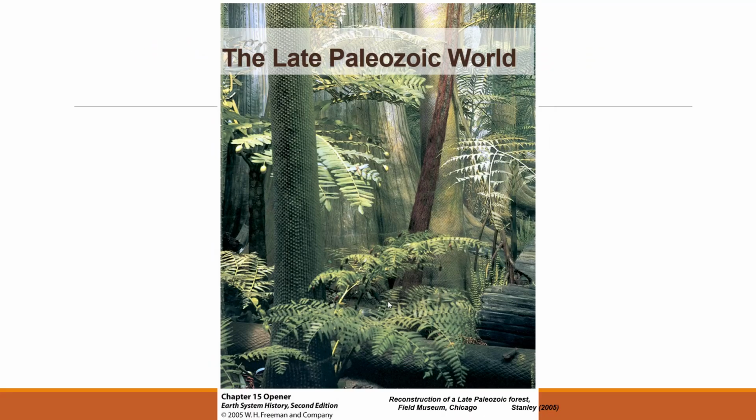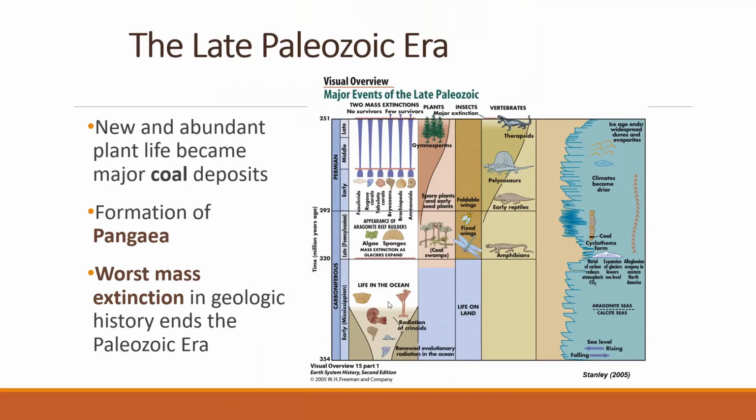During the late Paleozoic, we're going to start seeing greater diversification of the life on land. It's going to get really big, and it's going to start looking somewhat like modern Earth. So during this time period, we are going to see new and abundant plant life. This plant life is important because it will become coal deposits that we still use today. So coal is organic material. So all of this new plant life, when it dies, it's going to decay and become resources.